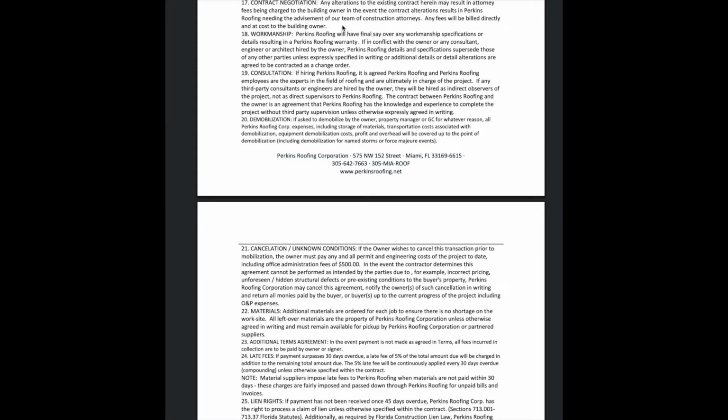17, contract negotiation. Any alterations to the existing contract herein may result in attorney fees being charged to the building owner. So if you send me a 500-page contract that you want added to this contract, you will be paying my lawyer to read through that.